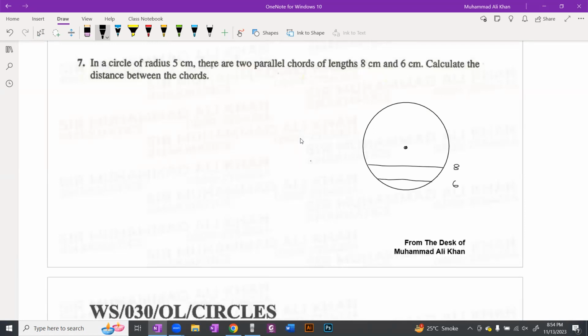The two parallel chords. Now, ये जो parallel chords हैं, ये circle के center से एक तरफ या एक center के नीचे और एक center से ऊपर भी हो सकती है. किसी भी तरीके से आप solve कर सकते हैं. No issues. Calculate the distance between the chord. In a circle of radius 5 centimeter. Radius is 5.